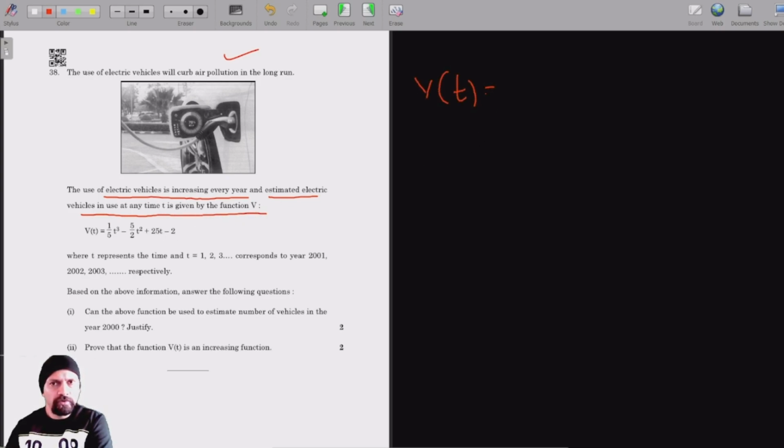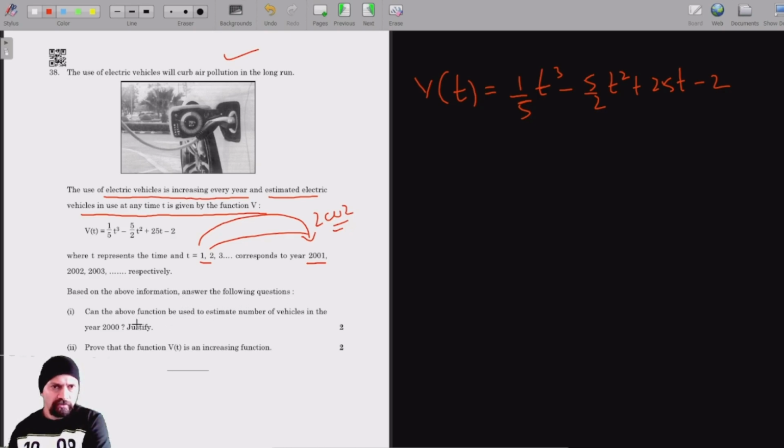Here t is 1, 2, and 3, where t = 1 corresponds to the year 2001. So if you put 1 in this equation, that will give us the number of vehicles in that particular year, 2001. If you put 2, that gives the number of vehicles in 2002, and 3 for 2003. The equation is 1/5 t cube minus 5/2 t squared plus 25 t minus 2. So, based on this information, answer the following questions.